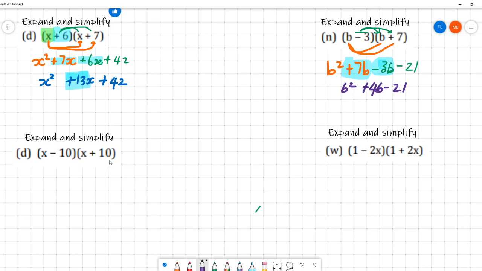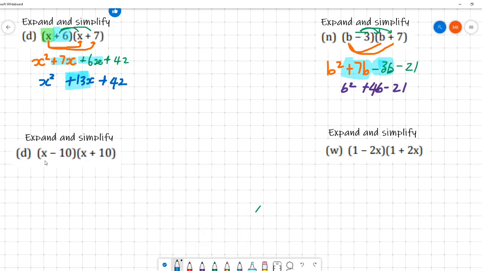If we have a look, the numbers inside the brackets, in terms of the actual digits, I suppose, are the same. We've got a 10 here and a 10 there. The difference being this one is negative 10, this one is positive 10. And we're going to go ahead and see what happens when we expand these brackets.